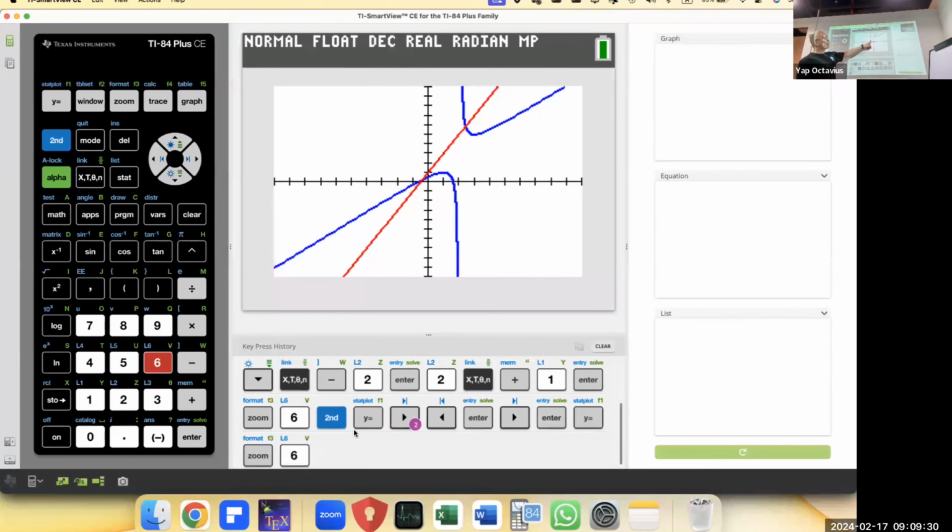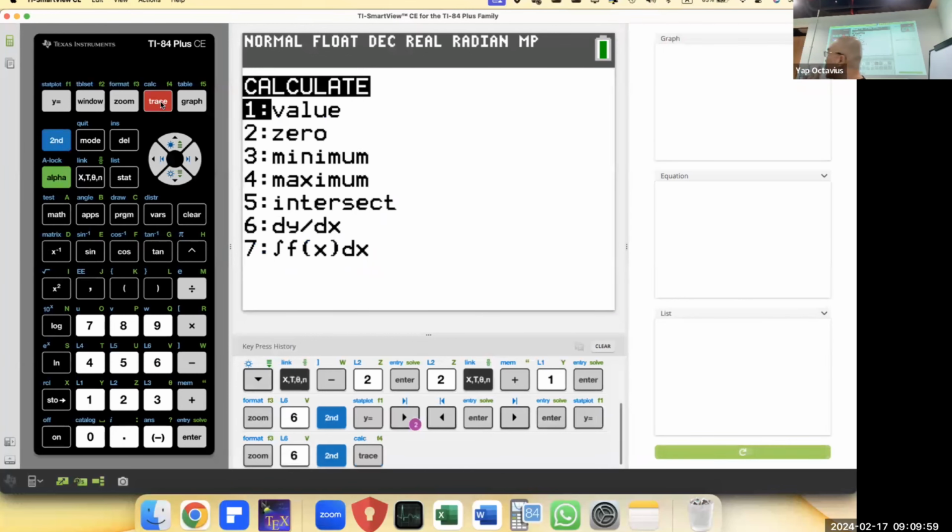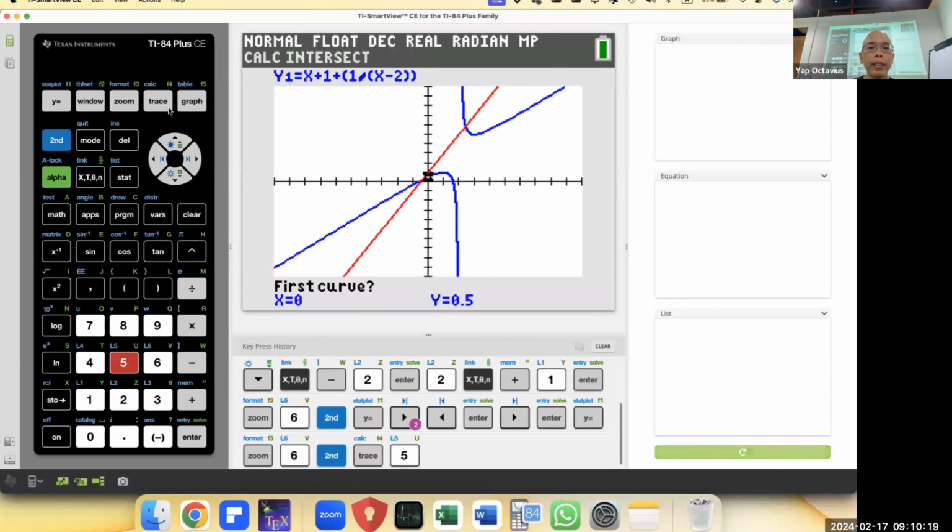We can find intersections. So now let's find their intersection. To find the intersection, you press second, then trace, and you activate this thing called calculate. Calculate has this intersection, number 5. You press it, then they ask you first curve, where's the location? You just roughly have to estimate.